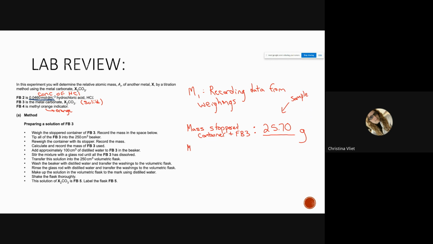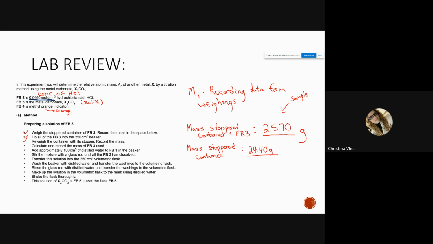Mass of the stoppered container, but this time there is no FB3. So what do you expect? The mass goes up or it goes down? It definitely goes down. And so I have for my sample data 24.40 grams. So then it tells you, I've done this, I've done this, I've done this. Are you allowed to check mark as you go along while you're doing the lab on your own lab paper? Sure. You should keep track of where you're at.